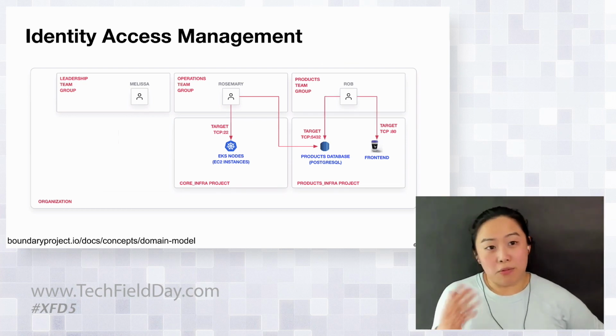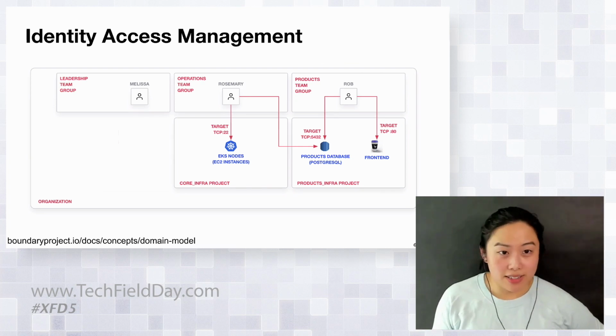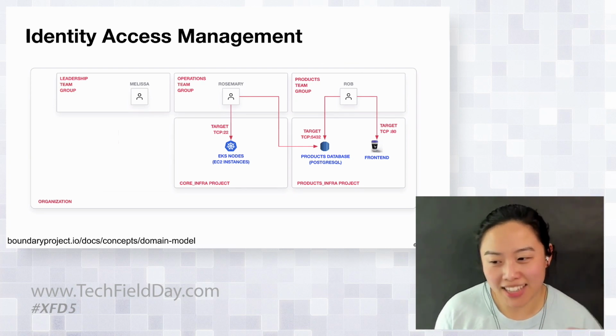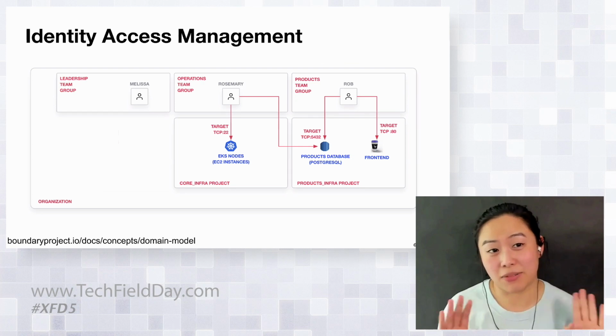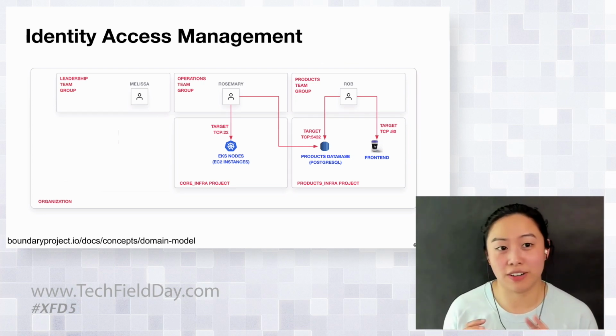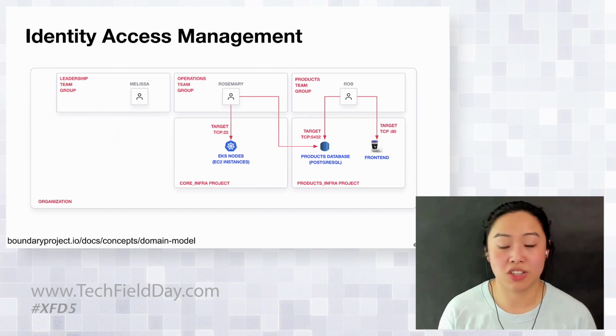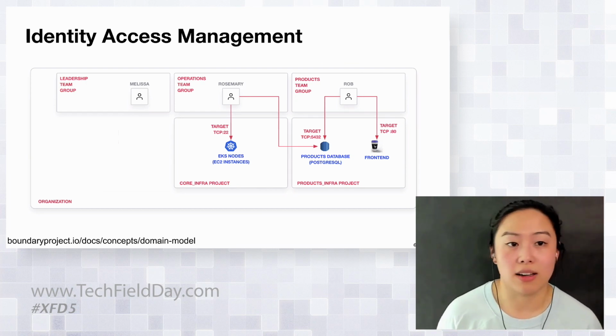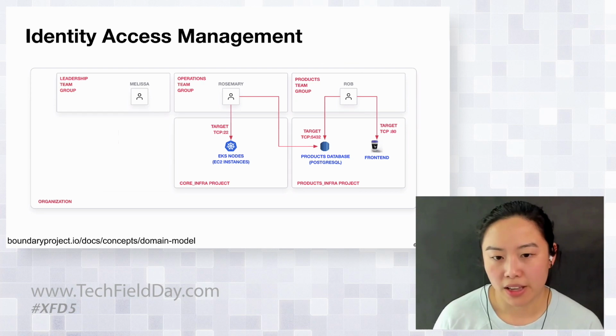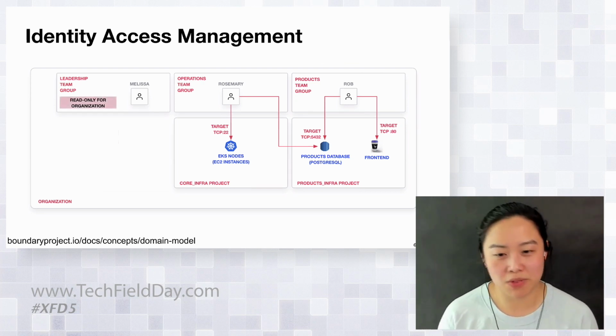For the case of Rob, who's on the products team, Rob can access the database and the front end. In this case, Rob can only access products infra. Rob cannot access core infrastructure, right? So no one will be able to SSH into the EKS nodes or the VMs unless they're in the operations group. And as a side note, the leadership team is read-only.